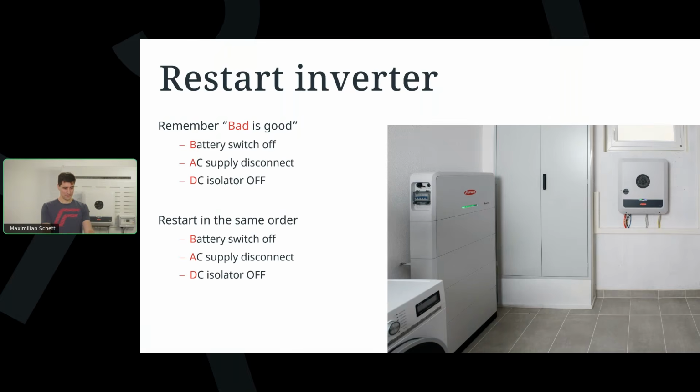Here is why. You need to remember: first the battery to switch off, then disconnecting the AC supply, and then disconnecting the DC supply at the inverter. And if you're starting the system again, you use the same order. First the battery, then AC supply, then DC. If you take a look at the first letters of those words, it's always B-A-D, so that's why bad is good.